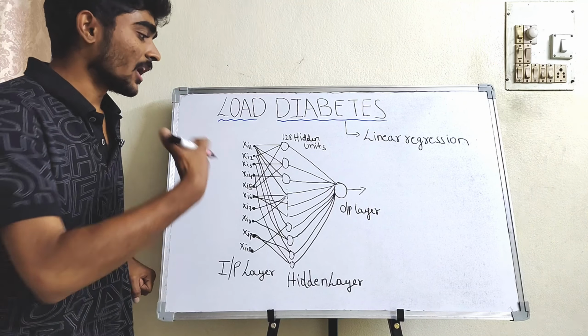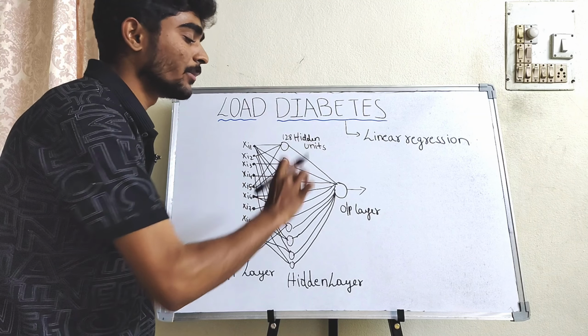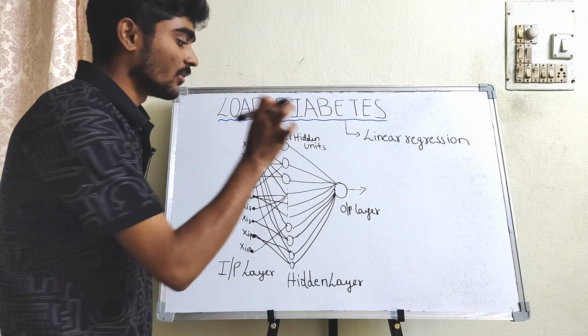We have 10 input nodes in our input layer because we have 10 input features in our dataset. Followed by a hidden layer we have 128 hidden units, and followed by an output layer we have one output node, because we have only one label, that is diabetic level, in our dataset. Now let's solve this dataset with our neural network on our computer screen.